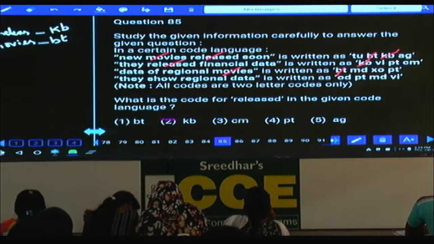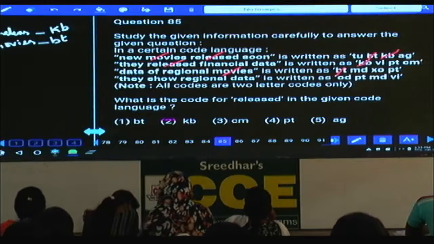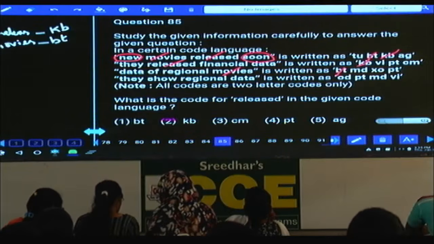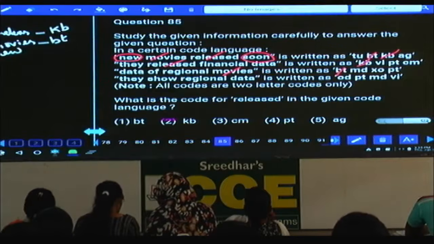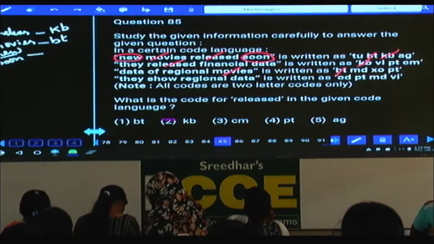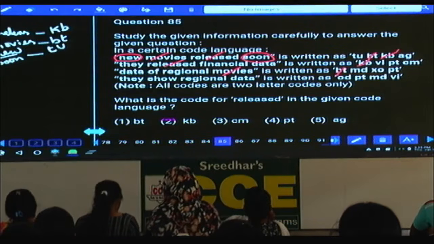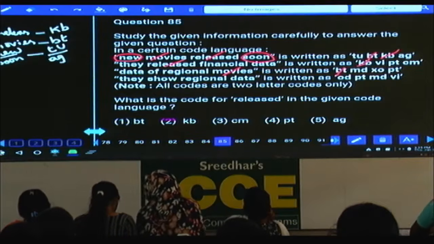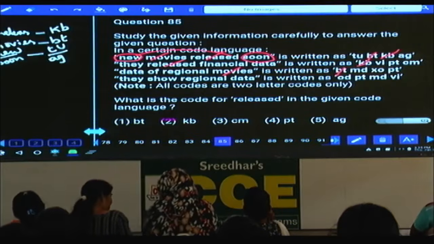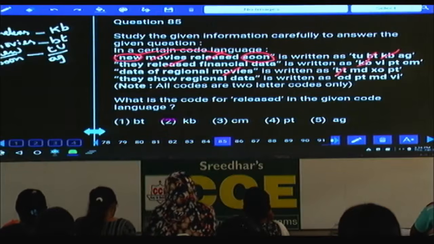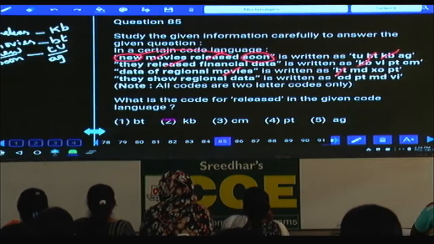Then coming to this one, compare the first and the fourth. They show regional data. Here in this one, new and soon are the words left over. As this new and soon, these words were not repeated anywhere else, isn't it? Now these two were not repeated anywhere else. And the codes for this one could be TU or AG in any order. TU or AG, isn't it? Because if any word is repeated, then I am able to identify the code for the remaining. As no word is repeated between these two in any of the remaining statements, we cannot definitely conclude about this.